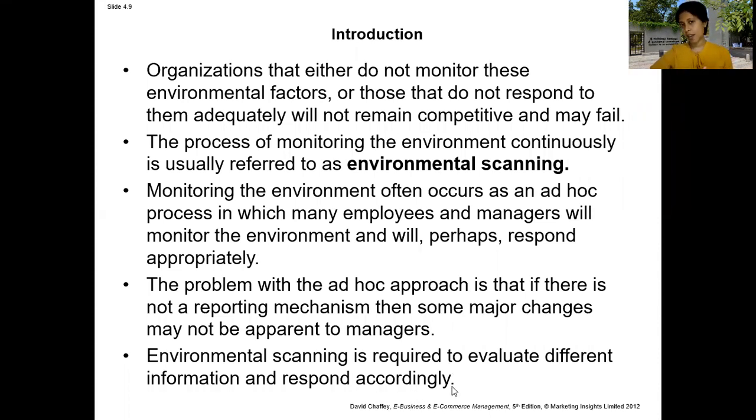So that is, you understand that, right? As I've been explaining with several examples, how important it is for organizations to have a proper understanding and to respond accordingly by having a proper mechanism established within the organization.